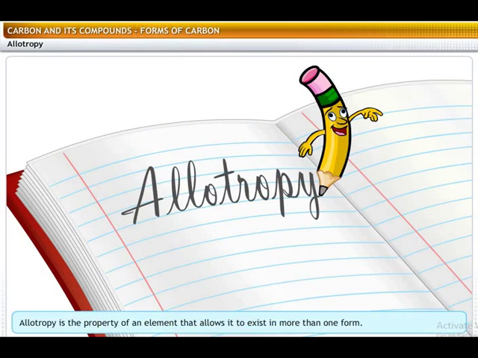Allotropy is the property of an element that allows it to exist in more than one form. In each of these forms, the chemical properties will be more or less similar, but the physical properties will be different.